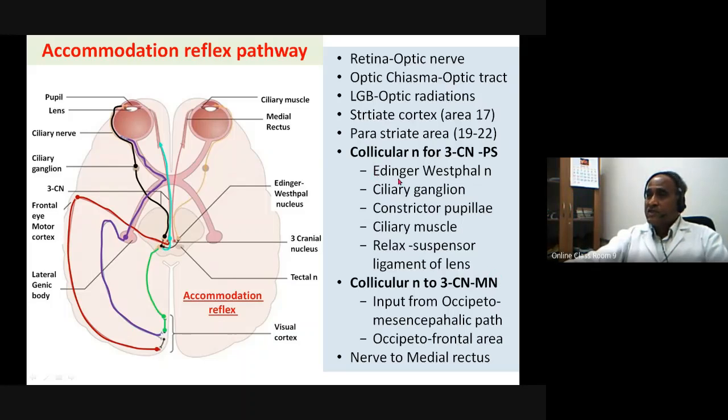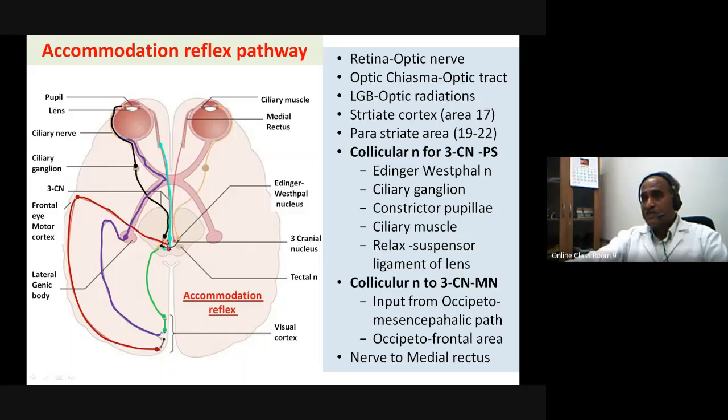From the Edinger-Westphal nucleus, it goes to the ciliary ganglion, and from the ciliary ganglion it goes to the constrictor pupillae, which brings about constriction. And then the ciliary muscle relaxes the suspensory ligament of the lens, and that increases the convexity.